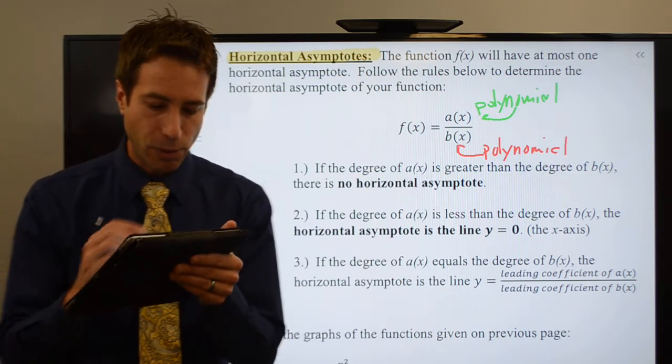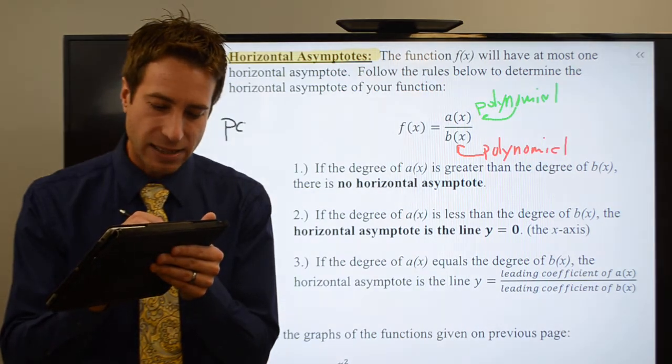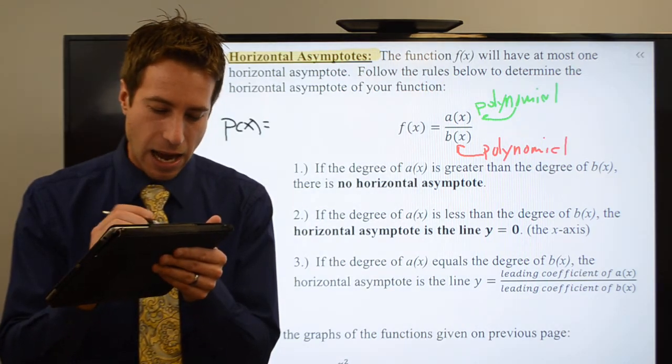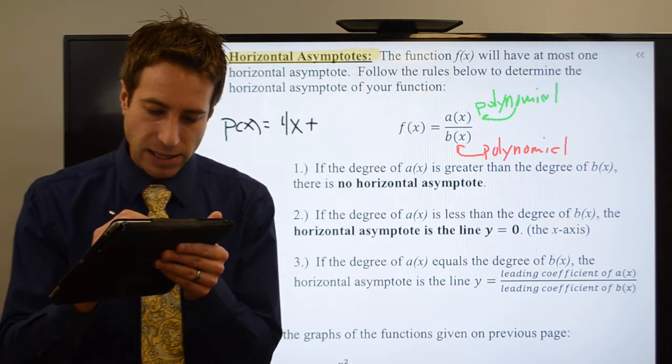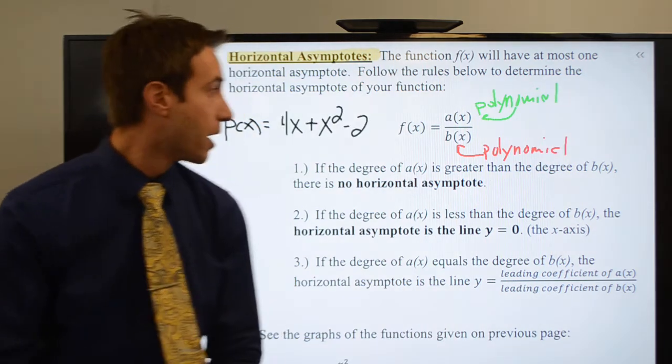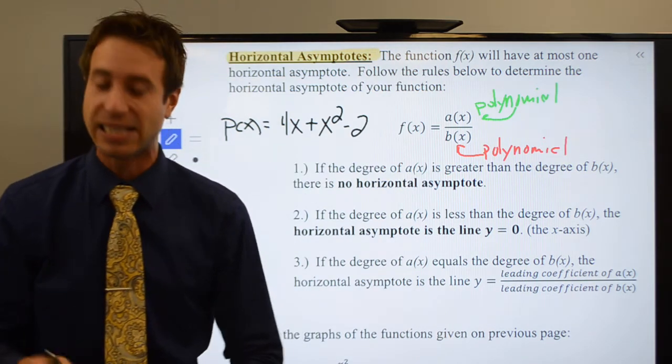So just for example, if we had f of x, actually let's call it p of x because it's a polynomial, is, I don't know, let's say 4x plus x squared minus 2. This is my polynomial. Well, the first thing you need to do is put the polynomial in descending order.